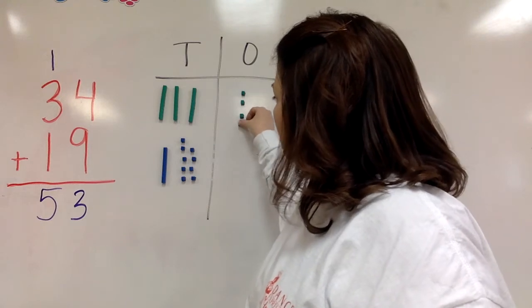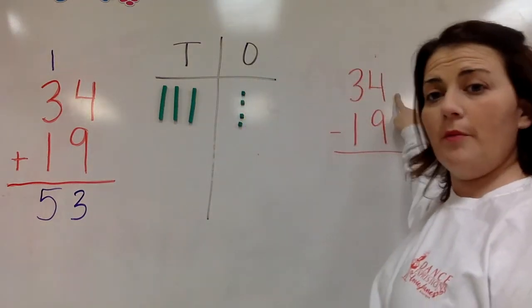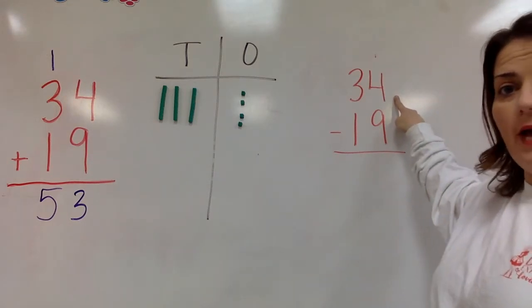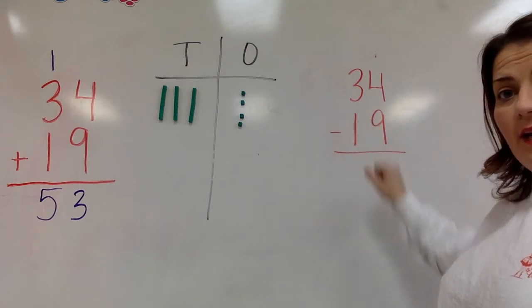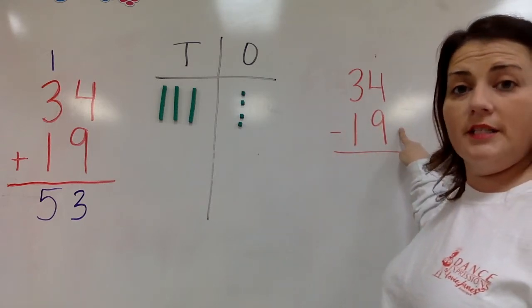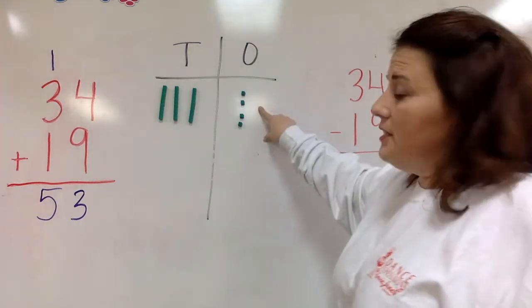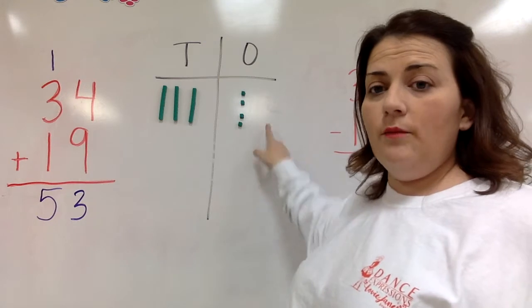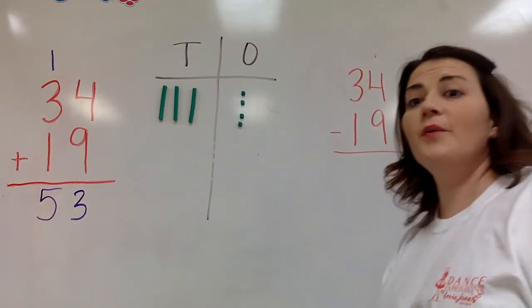For subtraction, we only model the start number, 34. Okay? We're not adding any new blocks. We're going to take this many away. It's like if you had $34 and you went into the store and spent $19, how much money do you get to take home? So let's look at that. 34 minus 19. Well, we're always going to subtract what place first? The ones place, that's right.